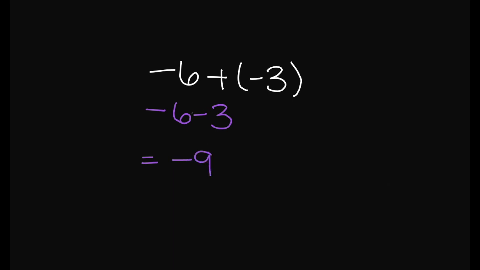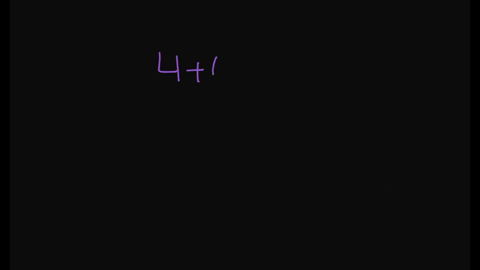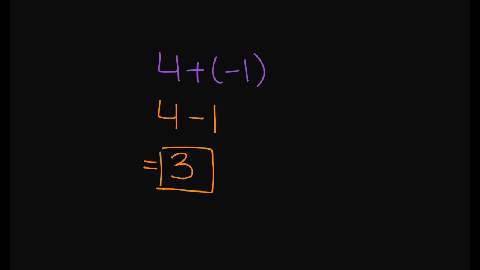Negative 6 plus negative 3. This is going to equal negative 6 minus 3. And this is going to equal negative 9 as your answer. You're going to add 6 plus 3 is 9. But then you're also going to keep the negative sign. So negative 6 minus 3 is negative 9. 4 plus negative 1. This is going to equal 4 minus 1, and 4 minus 1 is going to equal 3. So your final answer here is a positive 3.